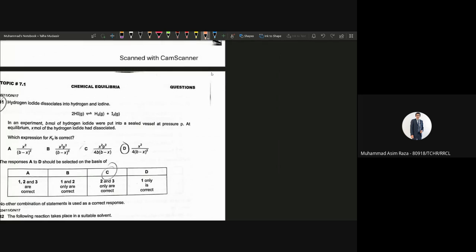तो अब वो कैसे होएगा कि he says that you have 2HI going to H2 plus I2, so everything is a gas. So Kp का आपने लिखना है, and for that first of all we need to find out the number of moles.